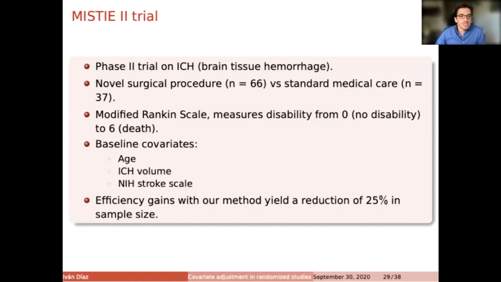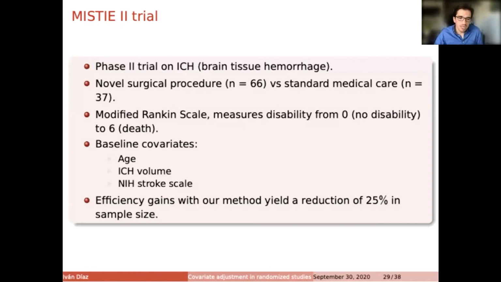The first trial that we used is the MISTIE-2 trial. I did this work, as I said, 5 or 6 years ago when I was a postdoc at Johns Hopkins. By now, the results of MISTIE-3, the phase 3 trial, have come out, but I'm going to show the results with the MISTIE-2 trial. This was a trial on ICH, intracerebral hemorrhage, testing a novel, minimally invasive surgical procedure versus standard medical care for removal of the clot. The outcome was the modified Rankin scale, which measures disability from 0, no disability, to 6, death.